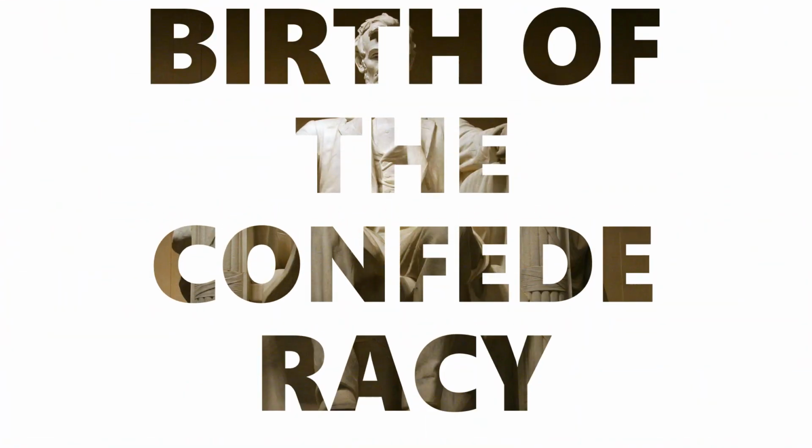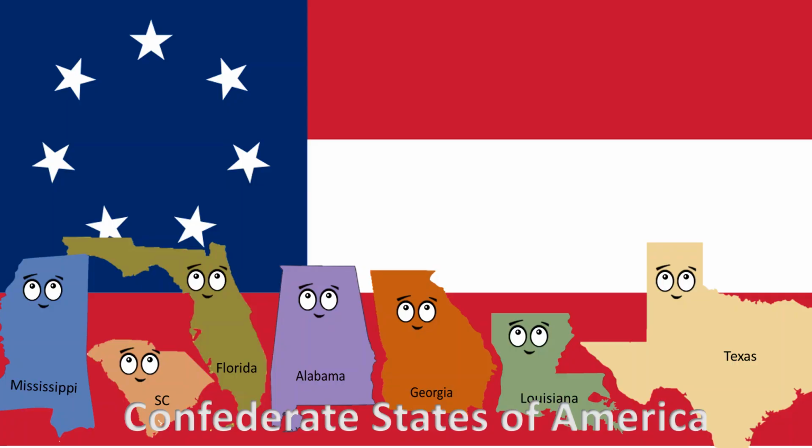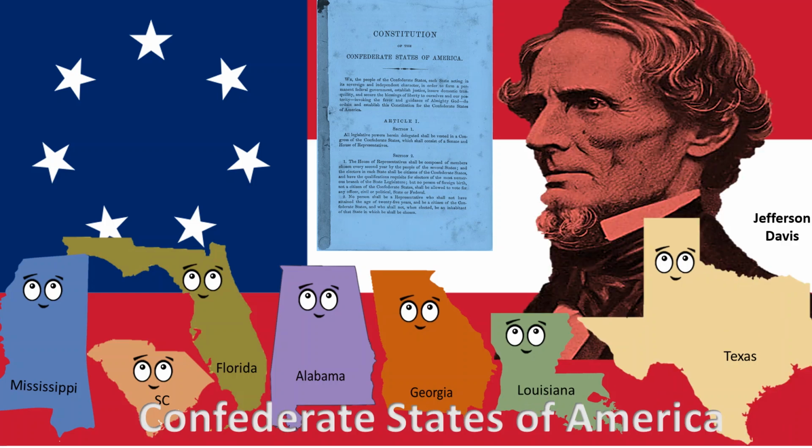The birth of the Confederacy. South Carolina, Mississippi, Florida, Alabama, Georgia, Louisiana, and Texas formed the Confederate States of America. They wrote a constitution and elected Jefferson Davis as their president.